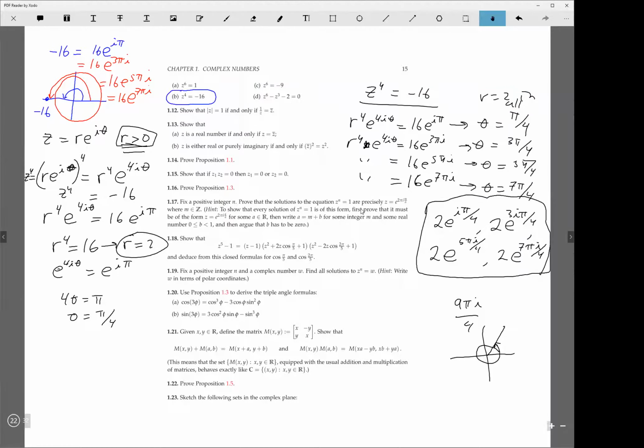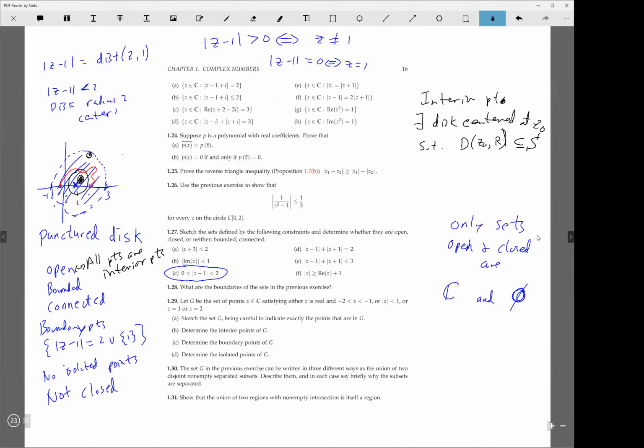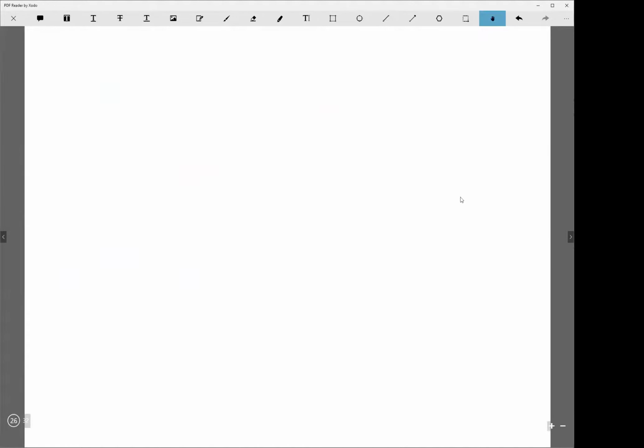Can you do number 23E? Okay, 23. This one? Yes. Okay, so 23E. Okay, there's no space there, so let's do it on a blank page over here.